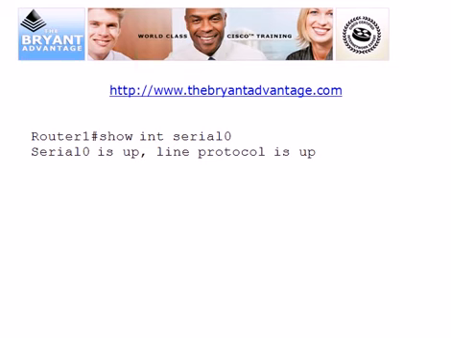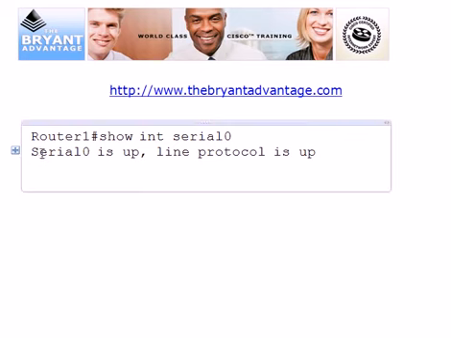This is what we want to see. Serial 0 is up, line protocol is up. And if you're relatively new to Cisco studies, that can throw you at first. It did me, because I'm thinking, well, how can I have two things up if I'm only worried about a particular connection or a particular interface? Keep in mind that the first part of this, the serial 0 is up portion, is referring to the physical state of the interface, where the line protocol portion is talking about the logical portion of the interface.